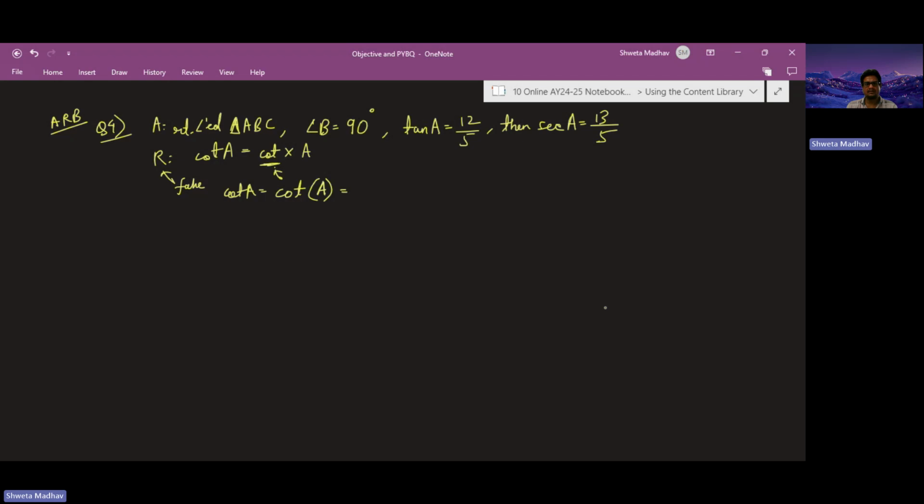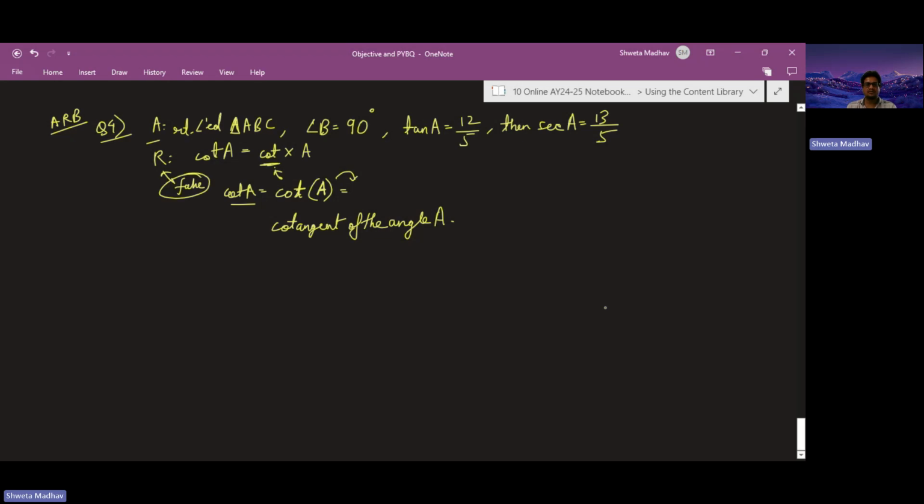So A is the angle which is the input of this function, and from here we will get some output. So it means that cot of A is not the product of cot and A. A is the input of the function whose name is cot, or its full name is cotangent. Cot A means the cotangent of the angle A. It is not a product of cot and A. So the reason is false.